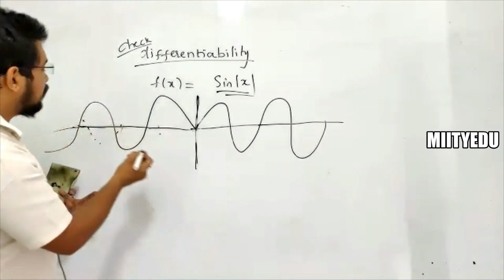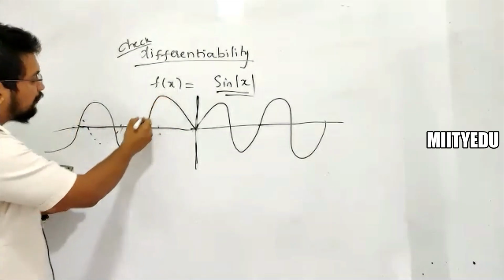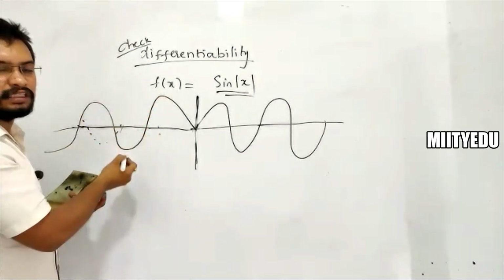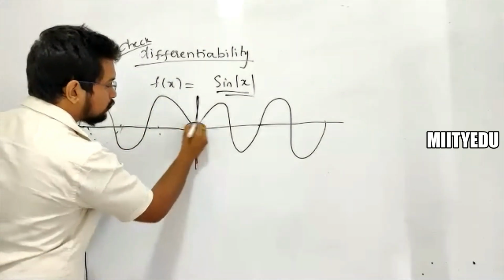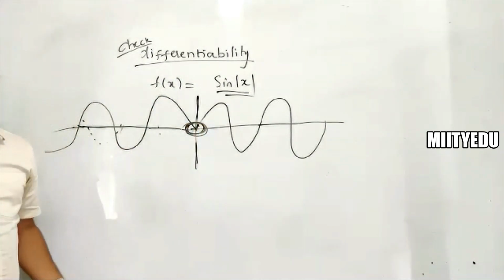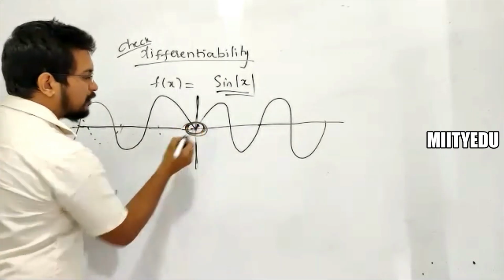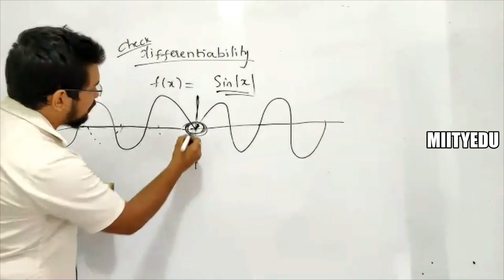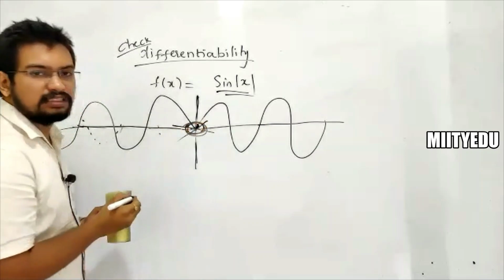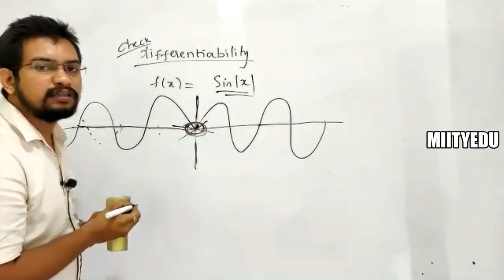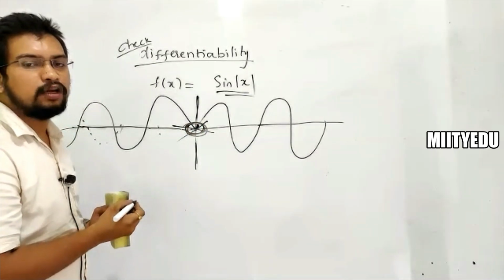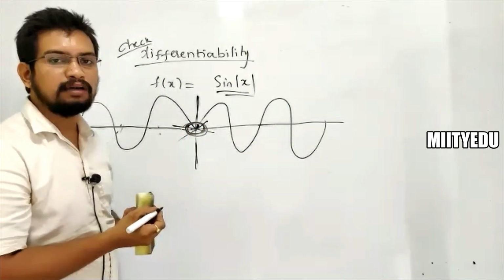Now let me check if there are any sharp edges. Everywhere it is a smooth curve, except at this point. You see, you got a sharp edge here. At that sharp edge, I can draw any number of tangents. There is no possibility of the existence of a unique tangent at that particular point.